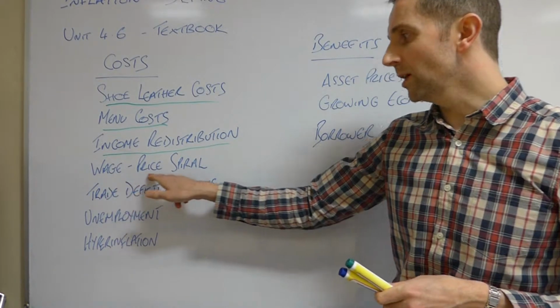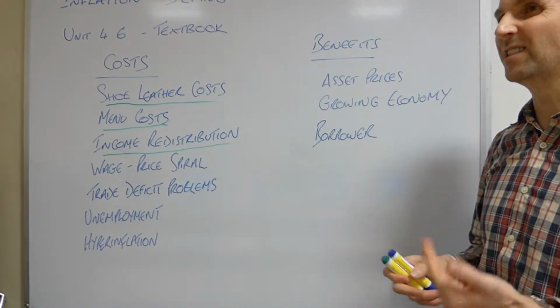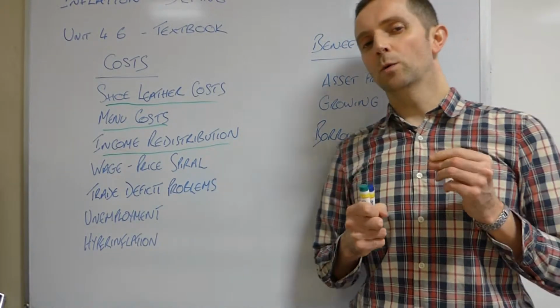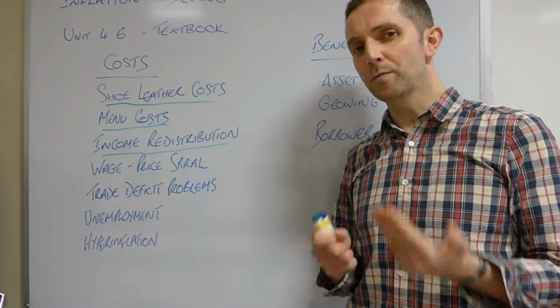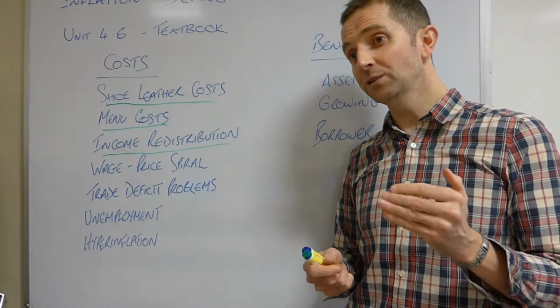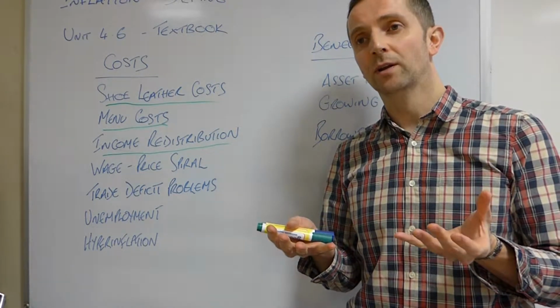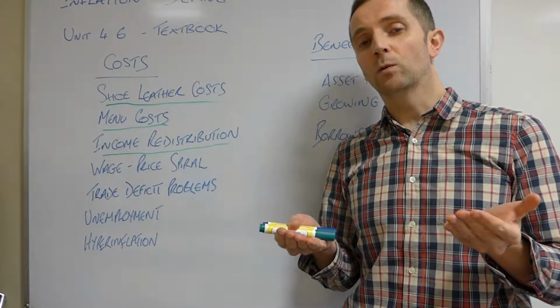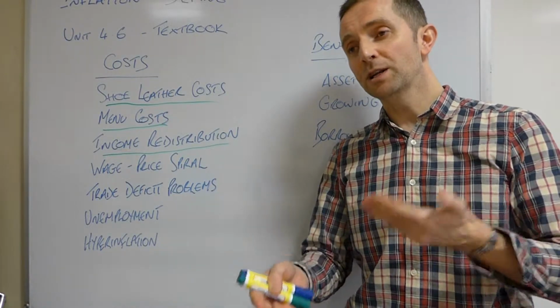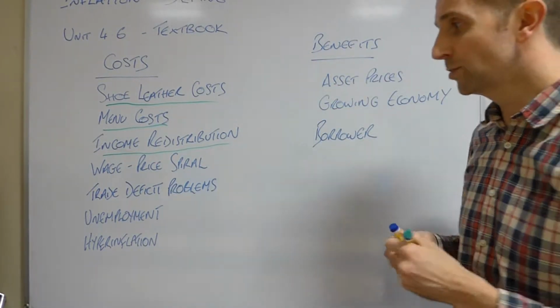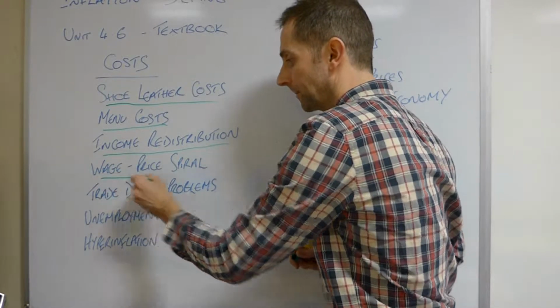The wage price spiral, classical economics here. Wages go up, so what would trade unions push for from employers? They would push for higher wages. How would employers cover the cost of that? They put prices up. Prices go up, then workers ask for further rounds of wage increases, and so the cycle continues. And so you get this wage price spiral.